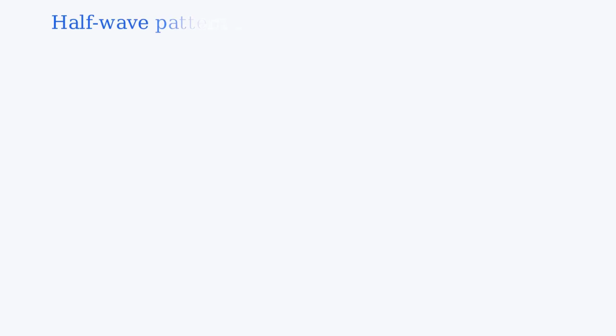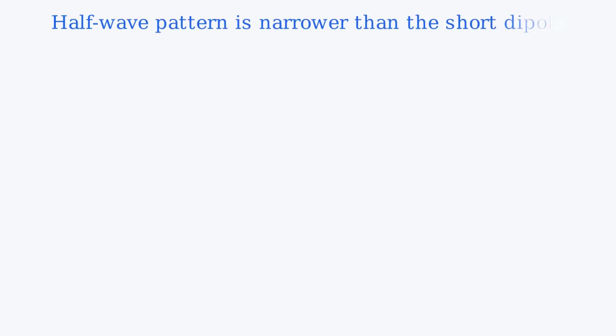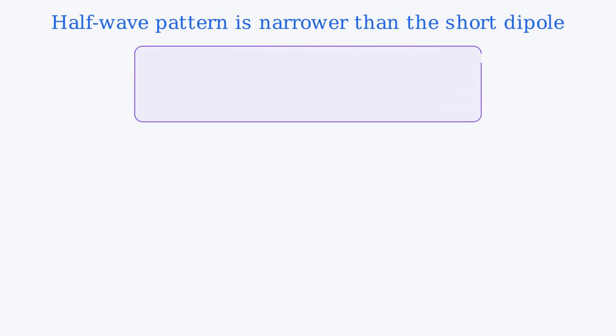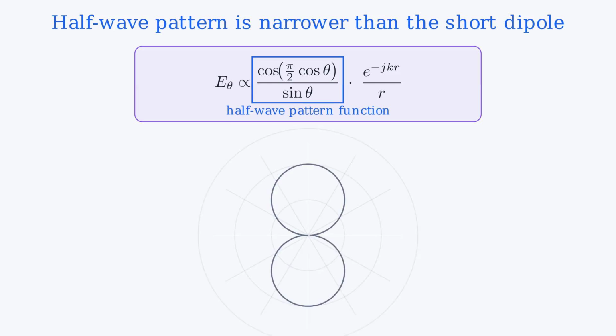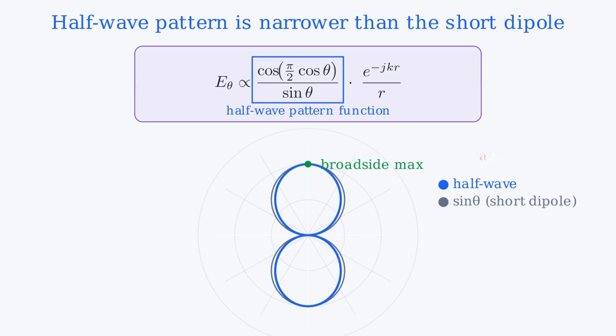After evaluating the integral, the far field of the half-wave dipole becomes E theta proportional to cosine of pi over 2 times cosine theta, divided by sine theta, times the usual 1 over r decay. Compare this with the short dipole's pure sine theta. Both patterns are 0 on the axis and maximum at broadside, but the half-wave pattern is slightly narrower. The extra cosine numerator squeezes the main lobe inward, concentrating slightly more power toward the equator.